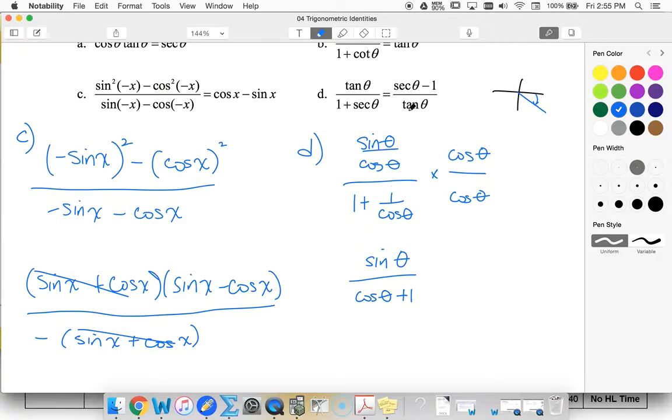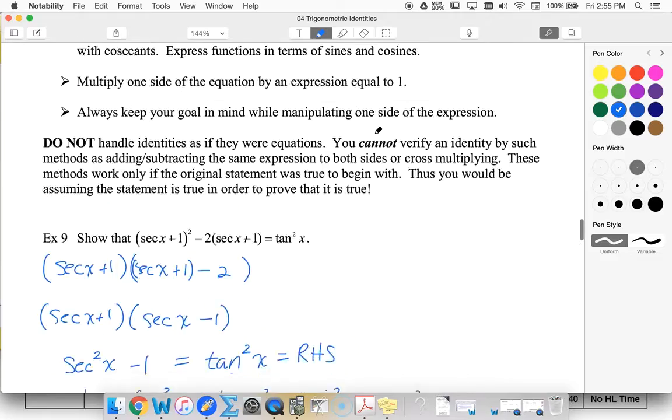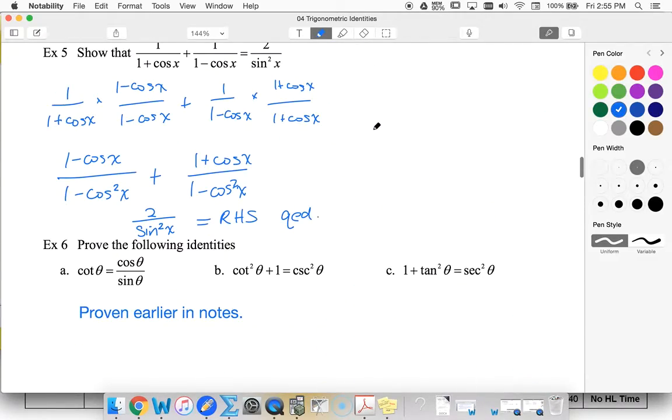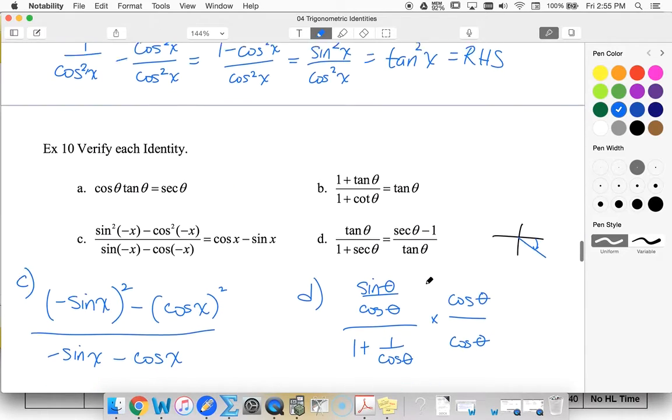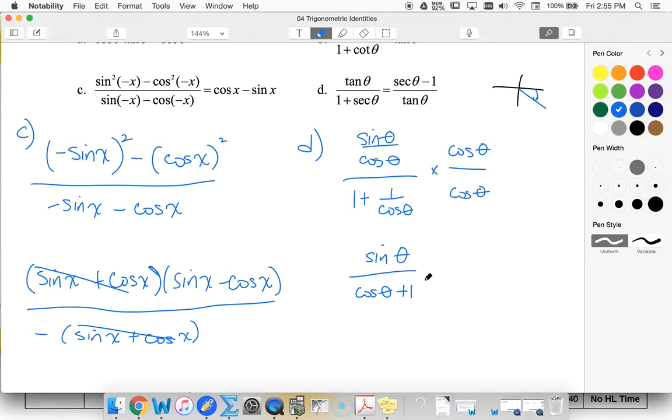Well, to end up with tan theta on the bottom, I can think about my different identities for tan. So let's go back and look at these. If I can somehow have secant squared minus 1, then I could have tan squared. So let's see how I could end up with secant squared minus 1. Starting originally, if I had not done this, then I could have created secant squared minus 1 by multiplying top and bottom by 1 minus secant squared.